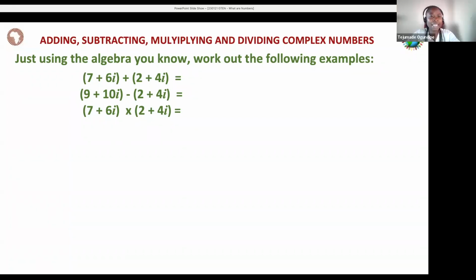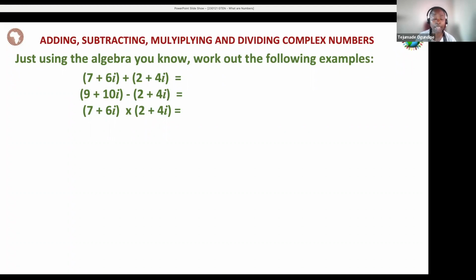Yeah, thank you. Now, from the previous slide, we saw that i equals root -1. So now just using the algebra, work out the following examples. We have 7 plus 6i, in brackets, plus 2 plus 4i. How do we solve that? Just using our understanding of normal algebra, we can easily add 7 and 2, and 6i and 4i.